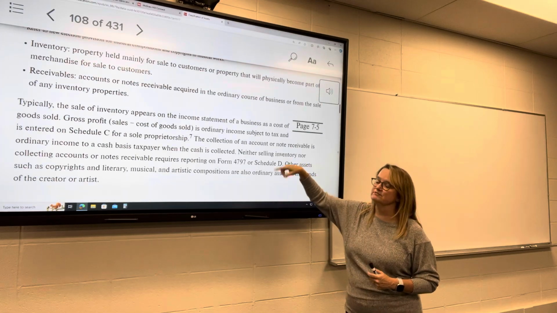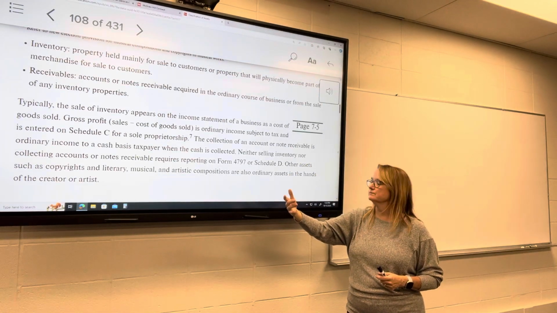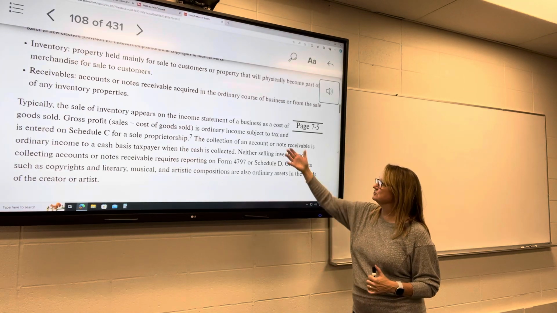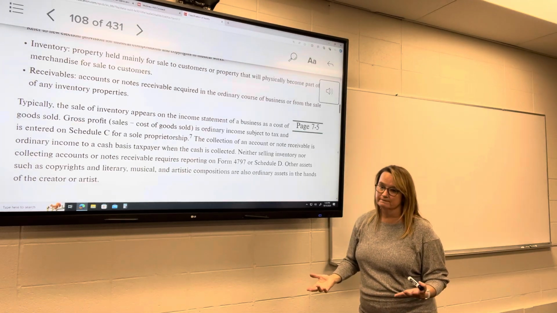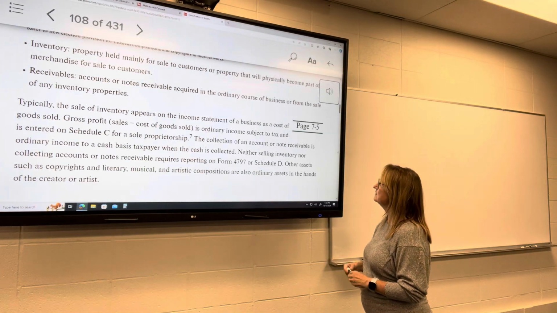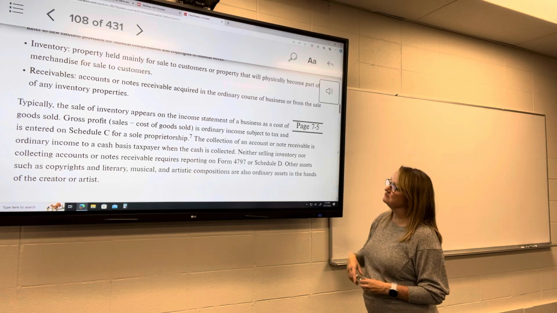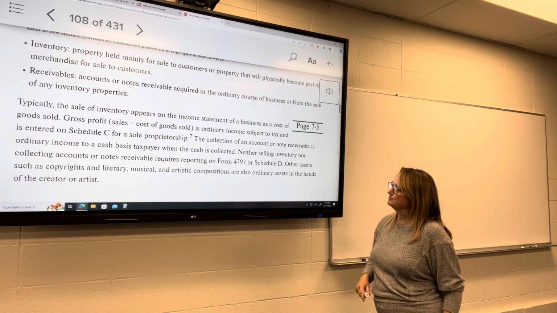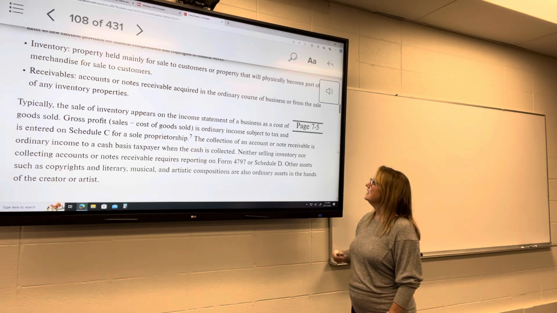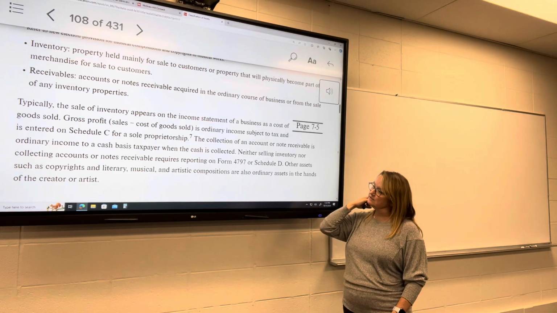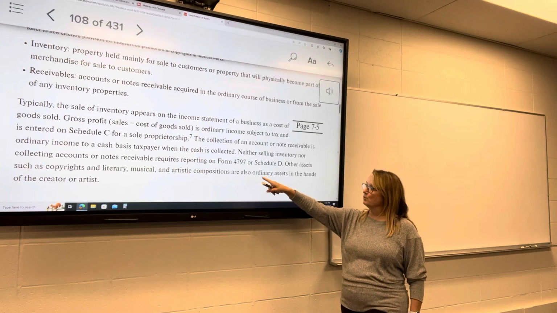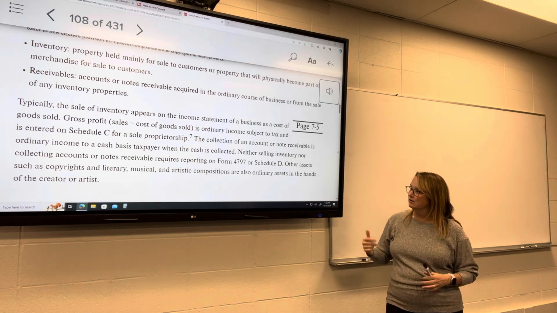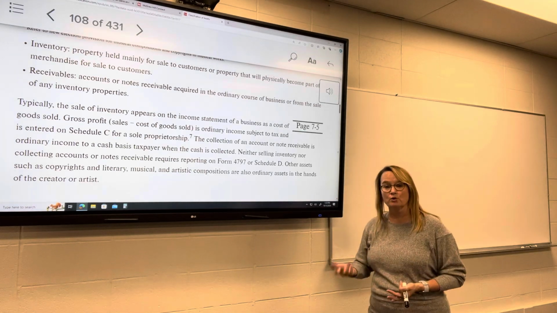So usually that inventory is going to go under our cost of goods sold, right? If we actually sell it, it's going to be part of our cost of goods sold. It's going to be subject to ordinary income on our Schedule C, which is going to get mixed in with all of that stuff. Collection of an account or note receivable, again, is considered ordinary income for that cash basis taxpayer when it's collected. Neither selling inventory nor collecting accounts or notes receivable requires reporting on Form 4797 or Schedule D. You're just going to report it on the Schedule C when it's in the normal course of business.